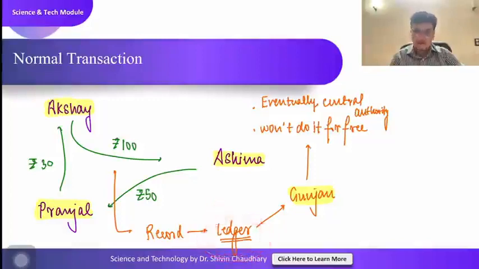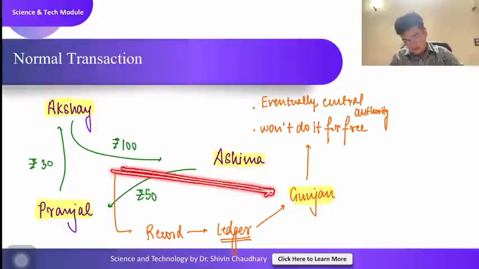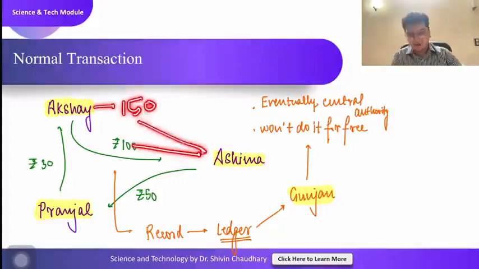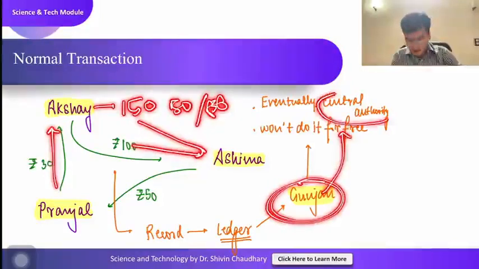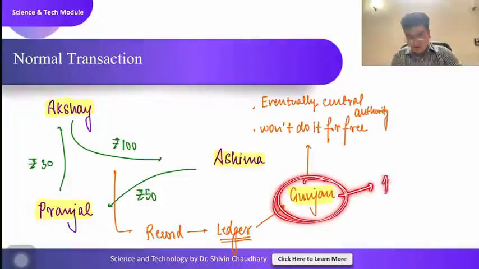Now let's say the person who was maintaining this ledger is a person called Gunjan. Okay, now Gunjan is the central authority here, right? Gunjan is constantly checking: okay, Akshay gave 100 rupees to Ashima. Let's see how much money Akshay has left. Let's say he started with 150. He has given 100 here, so he has 50 left. Now he has received 30, so he has 80 now. So Gunjan is maintaining this ledger, and Gunjan is the central authority. Now, of course, Gunjan is not going to do it for free, right? So Gunjan will start getting rich only because she is maintaining this ledger as a central authority.